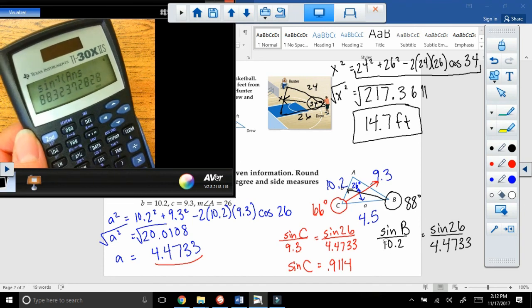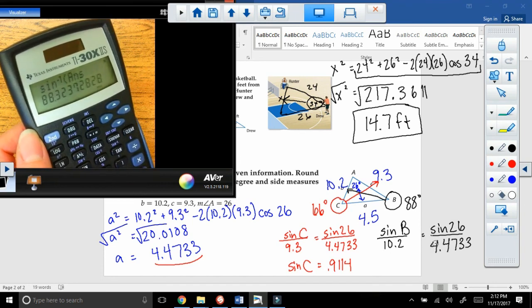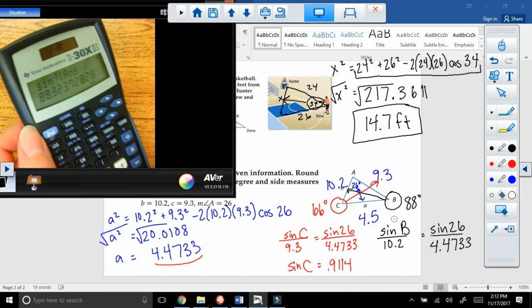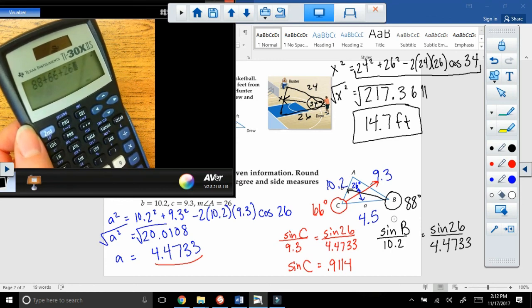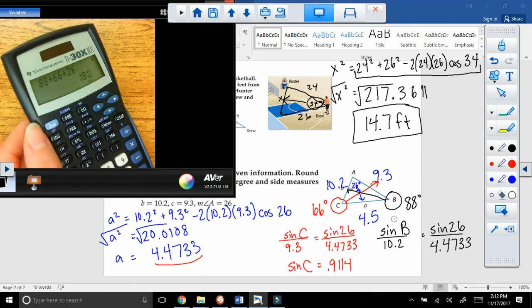I technically wouldn't have had to do this last one, but I just like it kind of as a double check. If you add up all of those angles, the 88, the 66, and the 26, all of those angles should add up to 180. It's just a good double check to make sure you did it right.